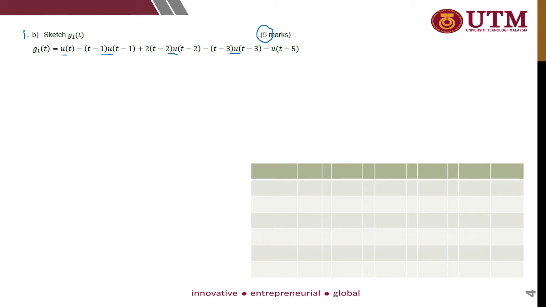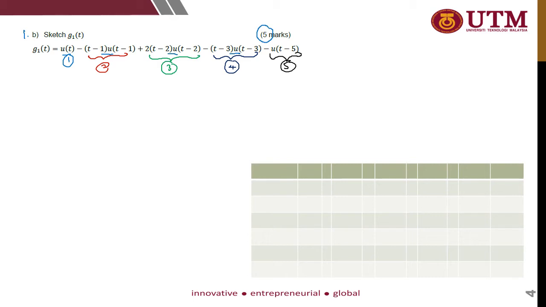So the first step is to determine how many components you have in the equation. In this case, you have the first one, u(t), and then you have the second one, this one. This is the second component, and then you have the third component here, and next you have the fourth one, and lastly you have the fifth one. So the next step is to determine the range of t.